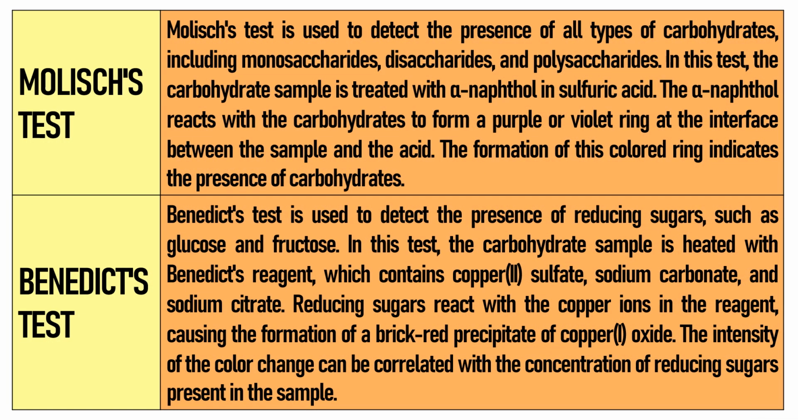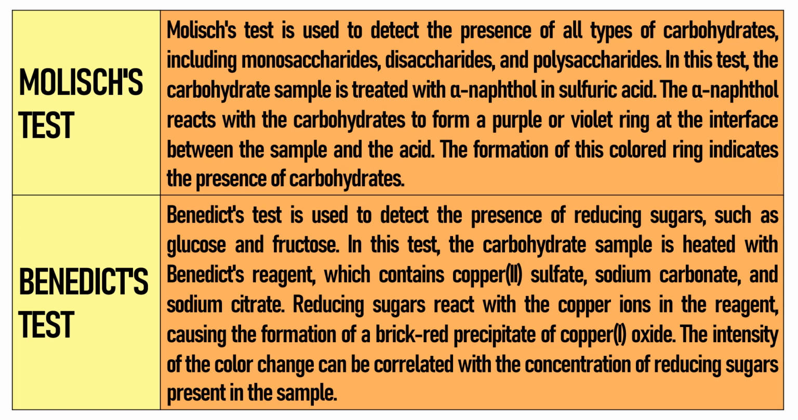Molisch test is used to detect the presence of all types of carbohydrates, including monosaccharides, disaccharides, and polysaccharides. In this test, the carbohydrate sample is treated with alpha-naphthol in sulfuric acid. The alpha-naphthol reacts with the carbohydrates to form a purple or violet ring at the interface between the sample and the acid. The formation of this colored ring indicates the presence of carbohydrates.